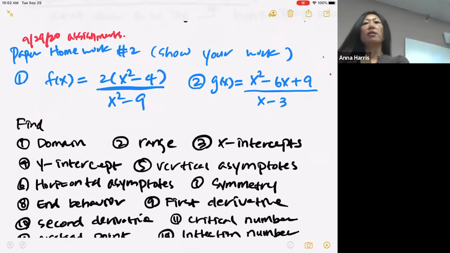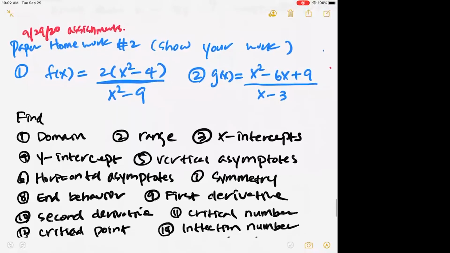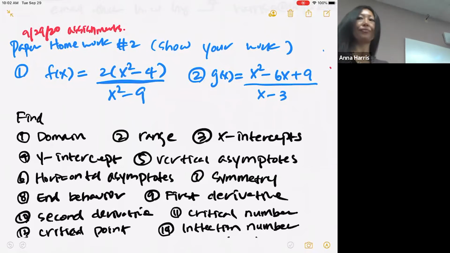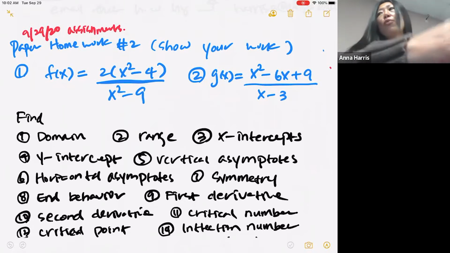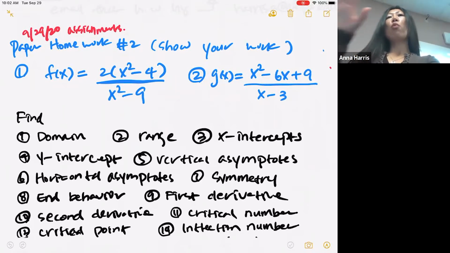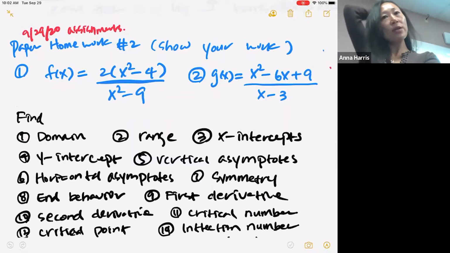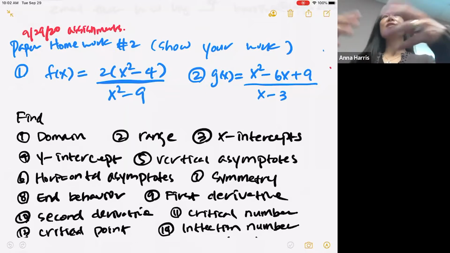Okay, so this is what we're gonna do. Just like I told you the other day, for chapter 3 we are not going with what WebAssign does. So I took away your WebAssign homework problems, so you only have to worry about this paper assignment, okay? Because I don't want to bombard you with too many assignments, so you cannot really practice and learn.